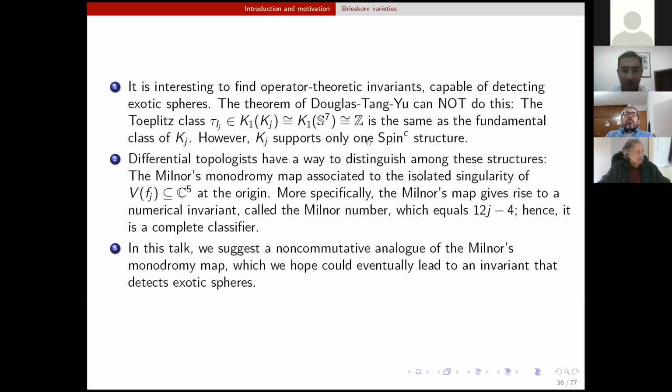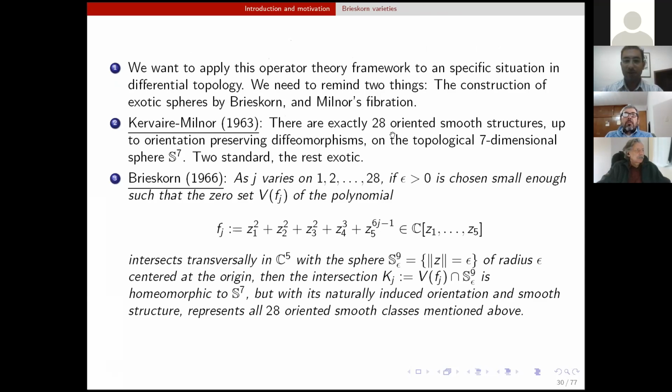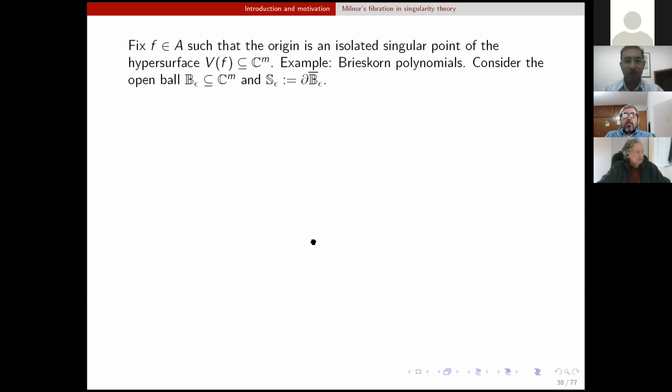Okay, so let's do this. So here is the setting. I'm going to consider a polynomial f. Its hypersurface, the variety defined by f, passes through the origin, and the origin is an isolated singularity of f. The most important example we have in mind is the Brieskorn polynomials. Each of these polynomials has this property: the hypersurface defined by it passes through the origin, and the origin is an isolated singularity. But I am going to give you the construction of Milnor's monodromy map for this general situation.